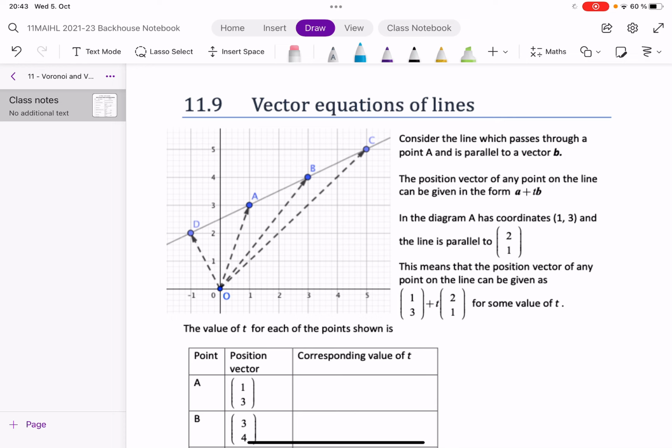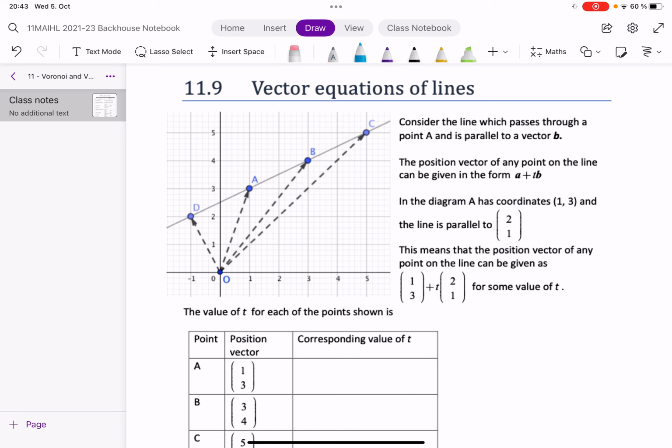Okay, so the position vector of any point on the line can be given in this form. We need our point on the line, which was point A, so I've got (1, 3) here. And then I need the vector that's parallel to the line, which is (2, 1). If I multiply that vector, the vector parallel to the line, by some value, it will get me to another point on the line.